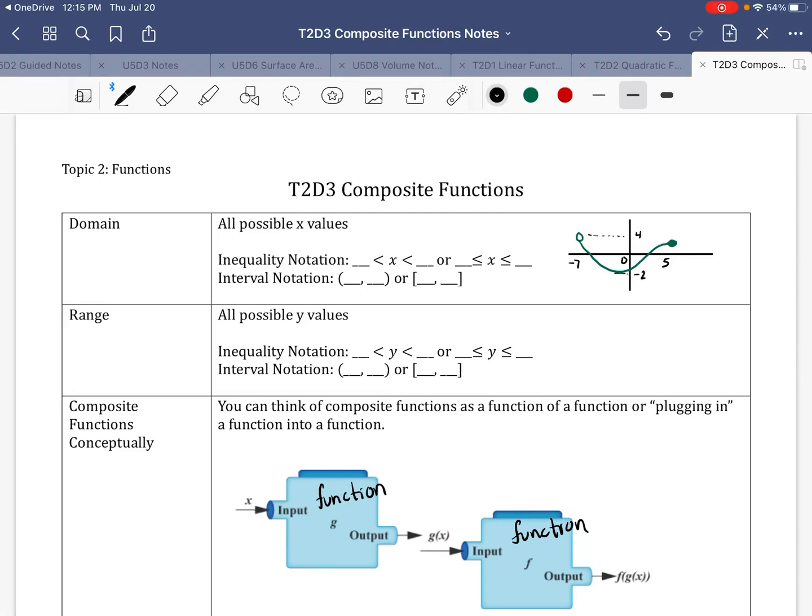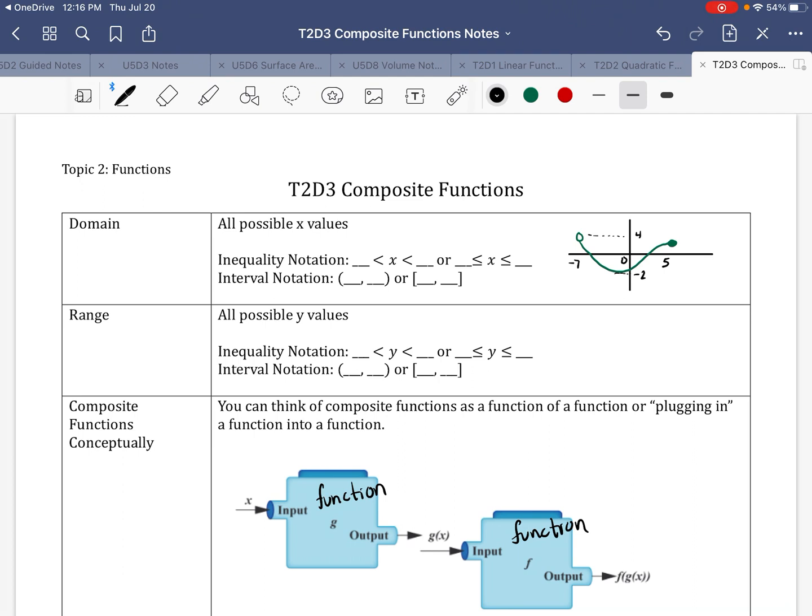Topic 2, Day 3, Composite Functions. So when we talk about composite functions, we have to be first aware of the domain and range of those composite functions. As a quick reminder, domain represents all of the possible x values that work for a function, and we have two main notations to indicate the domain, the inequality and interval notation.